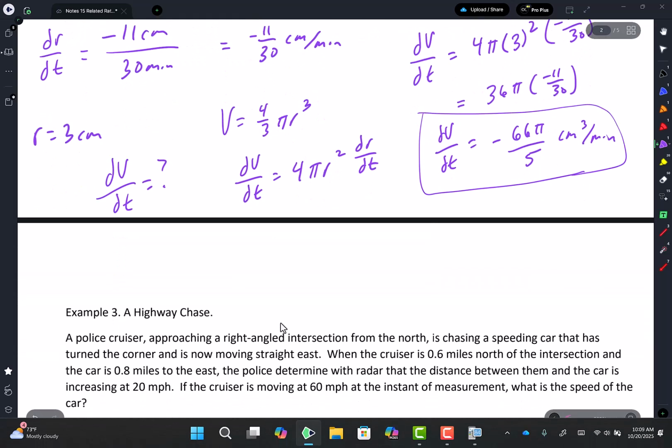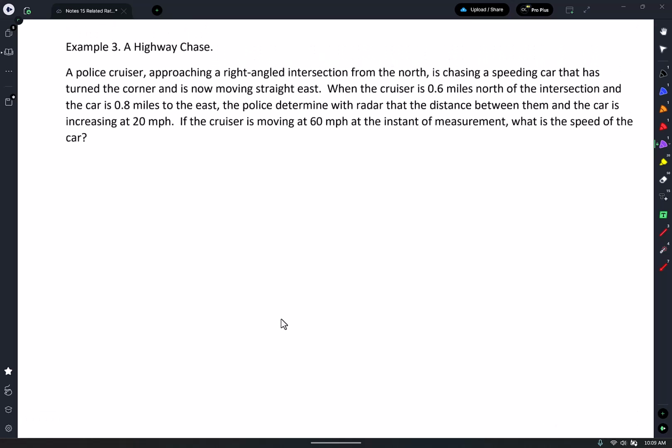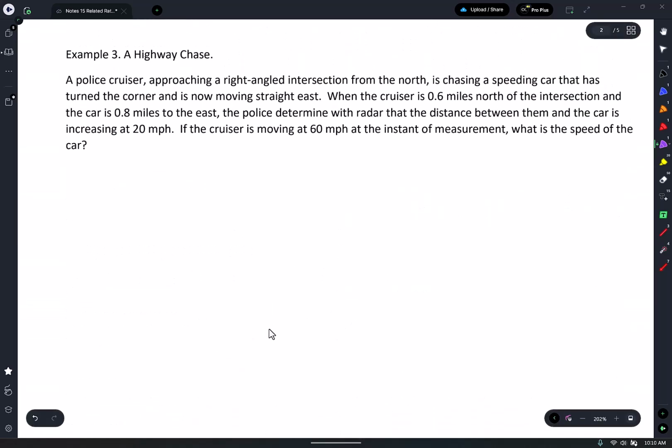Okay. A highway chase. So direction matters. This is actually one of my favorite related rates questions. This one and the balloon. These are realistic questions, I think. Okay, here we go. I'm going to go slow. We're okay. Miss Kyla, you're all right. No, yes. Here we go.